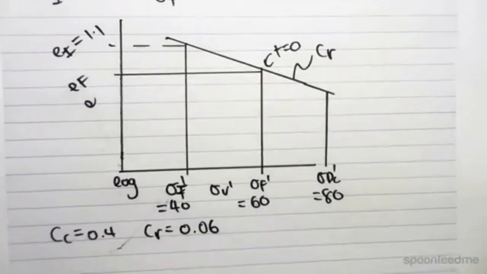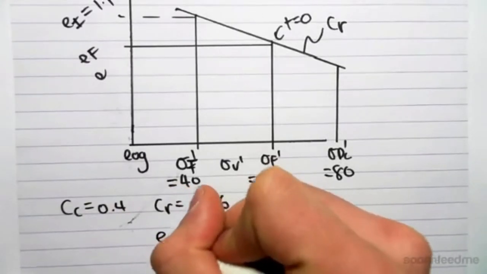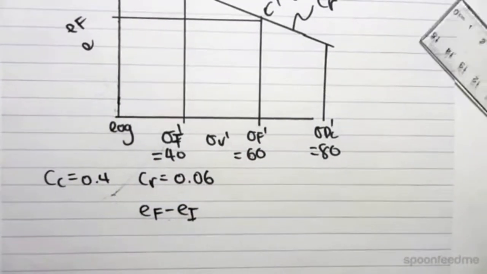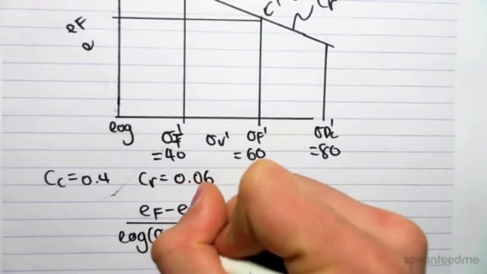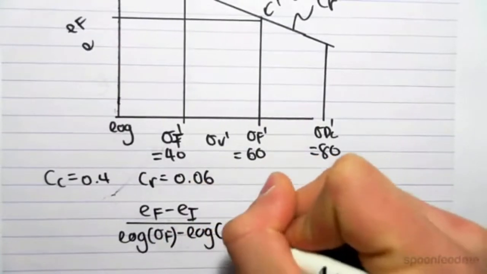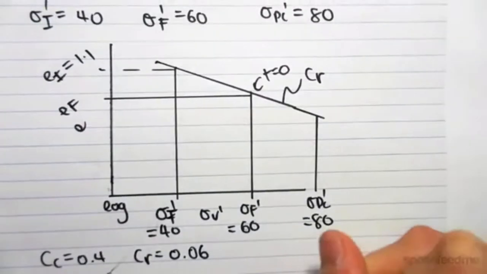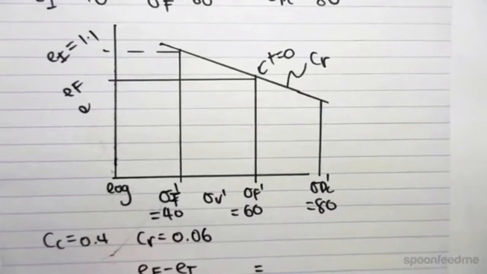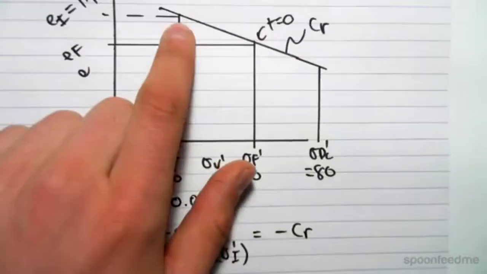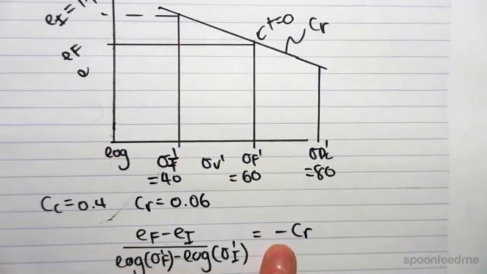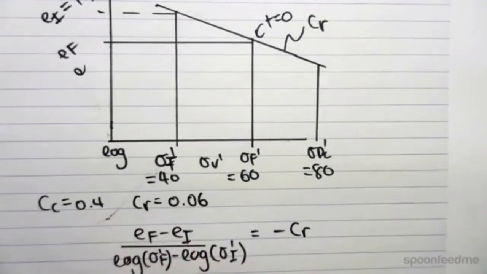So if we wanted to find the gradient of this line, we could write e_f minus e_i on top of log sigma_f minus log sigma_i. Okay, this would equal the gradient, CR. Because CR is more often than not given as a positive number, we're putting a minus out the front, because this slope is obviously negative, so we're going to get a negative answer. If we put a negative outside a negative, we get a positive number, because CR and CC are always given as positives. It's just the notation that we're going to be using.